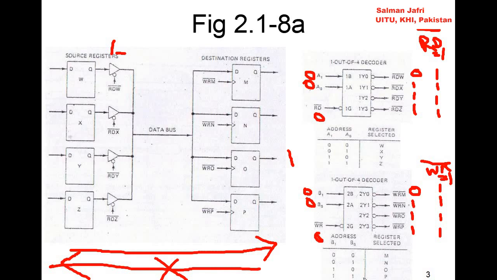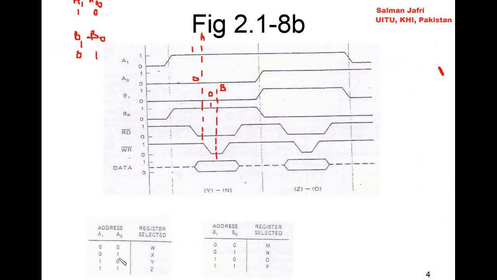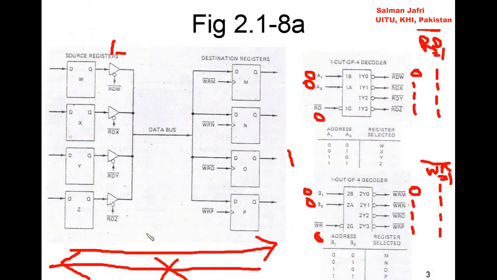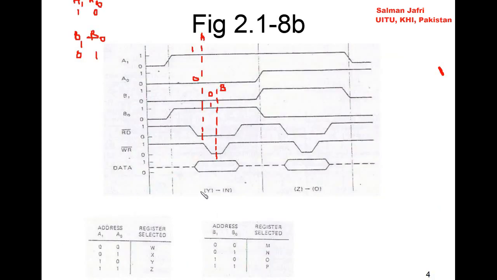As we see, when 10 is applied to the source address, it means we are trying to read the register. Why? Because when 10 is applied, this signal would be 0 and all other signals would be 1s. So we say that the Y is read and the data of the Y register is placed on the data bus.